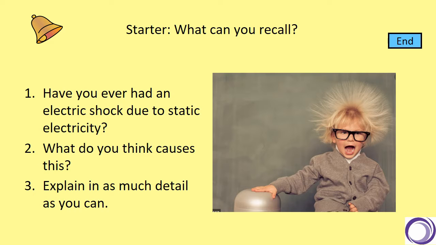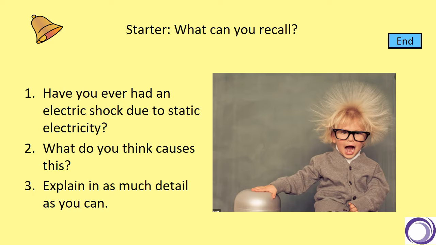Static electricity is a build-up of charge, and it can happen when two different materials rub against each other. And when those two different materials rub against each other, one of them becomes charged because electrons are put onto it, and the other one becomes charged because electrons have left it. So we're talking about charge being transferred from one surface to another.